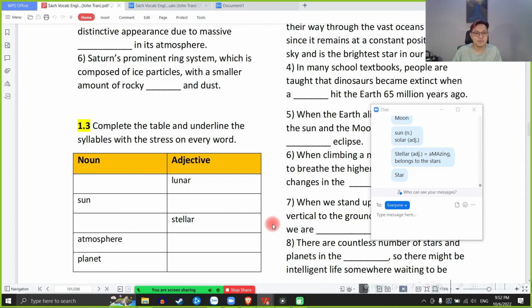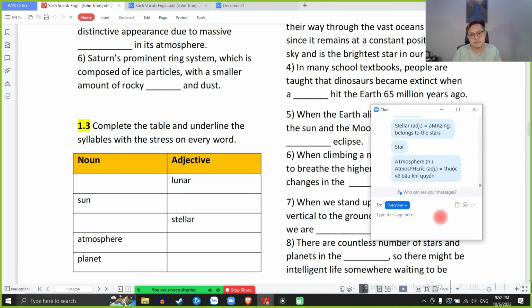So atmosphere. Atmosphere is a noun. What is the adjective? Atmospheric. Thuộc về bầu khí quyển. Atmospheric. So we have the word planet. Hành tinh thì là có tính từ là planetary. Adjective planetary. Thuộc về hành tinh. Easy, right?